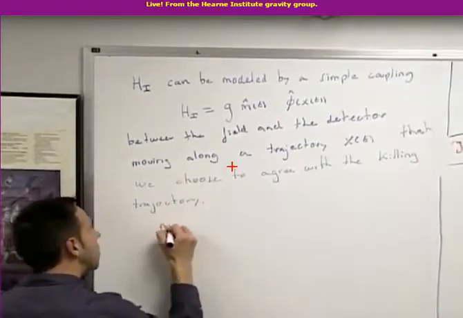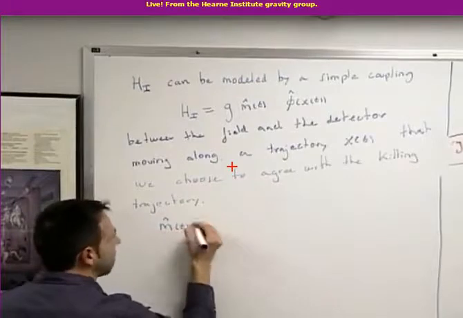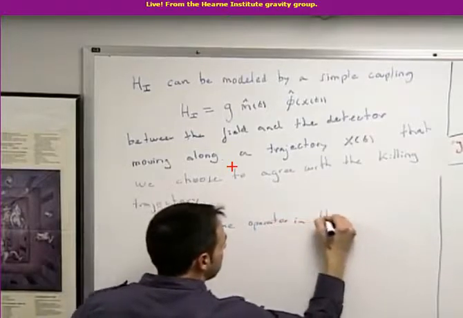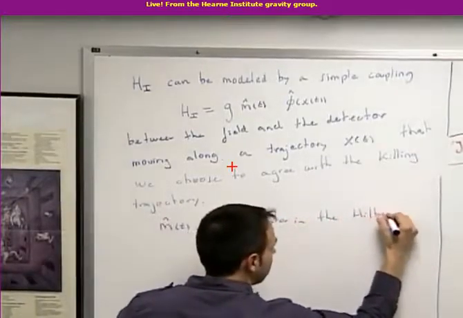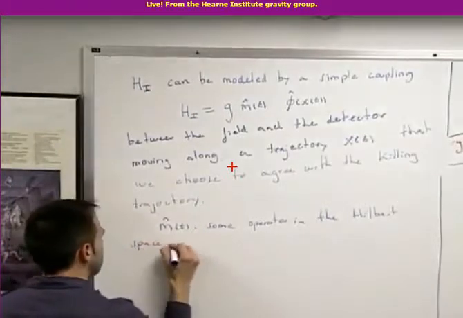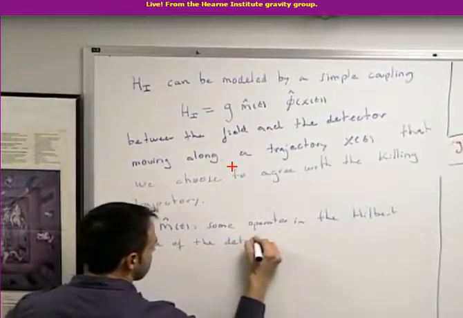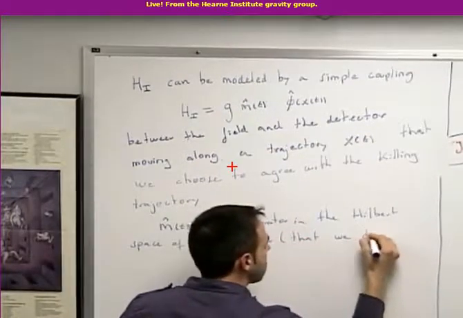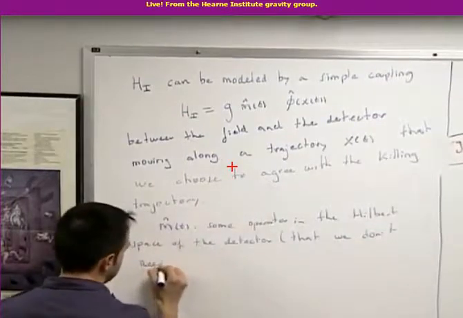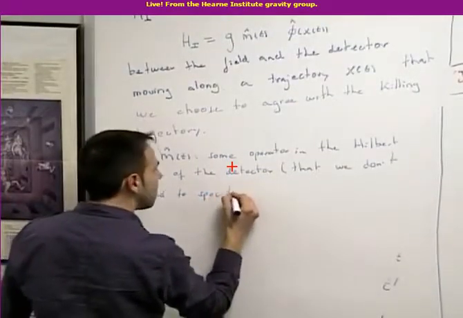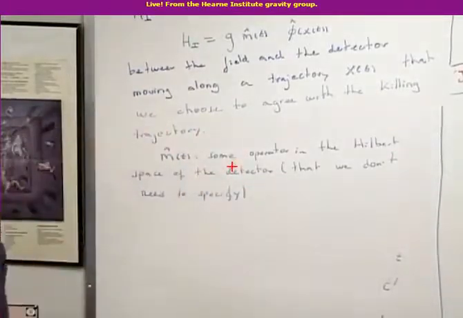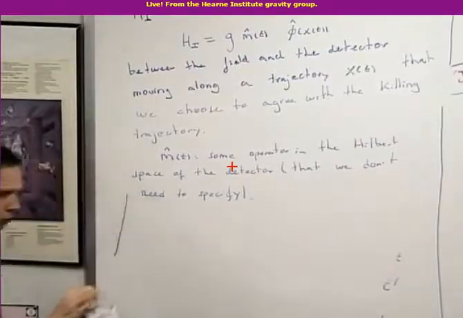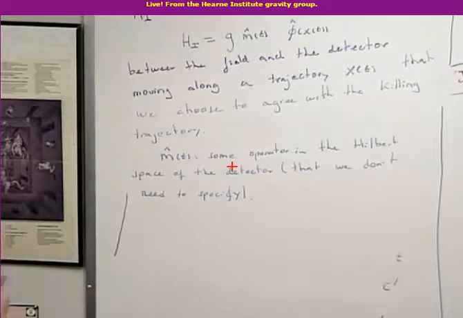So here M is just some operator in the Hilbert space of the detector that we don't need to specify if you want. So this is one of the simplest models of particle detector that you may have. So you have these trajectories of symmetry, the orbits of the Killing vector field.